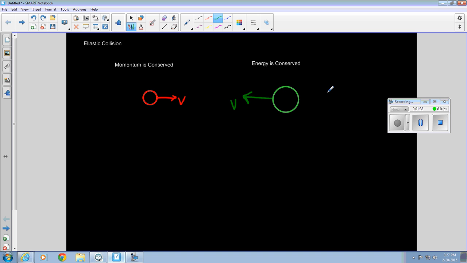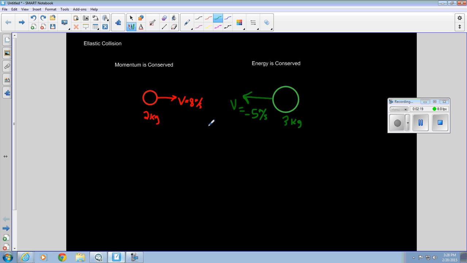So let's give some magnitudes for mass and velocity for both of these things, and we'll get ready to solve it. So here we go. The red ball we're going to say is moving at 8 meters per second, and it's 2 kilograms. The green ball is moving at 5 meters per second with a mass of 3 kilograms. But notice the green ball is moving in the opposite direction, so let's make him negative. He's negative 5 meters per second.